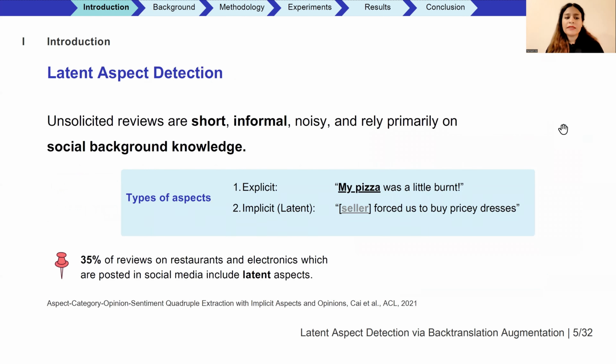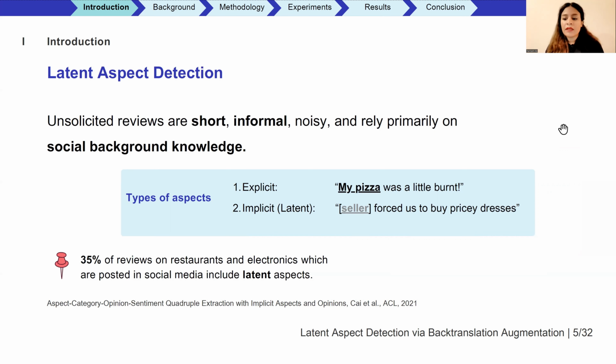Basically, these unsolicited reviews are more informal and short, as people share them voluntarily with their friends. And as they are based on social background knowledge, they may miss some of the words. For example, in a review for a shop, you may say, she forced us to buy pricey dresses. You mean the seller, right? It is clear that you are talking about the seller, and everyone can understand that. But you didn't mention the word seller explicitly.